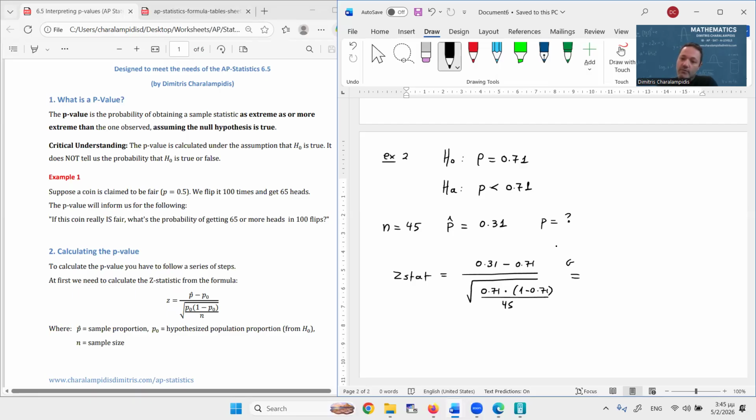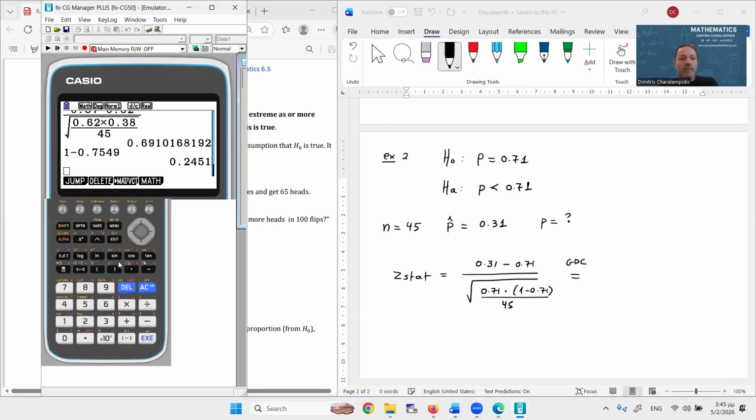Let me use my calculator again. Fraction 0.31 minus 0.71 over root fraction 0.71 times 0.29 over 45, which is minus 5.9.